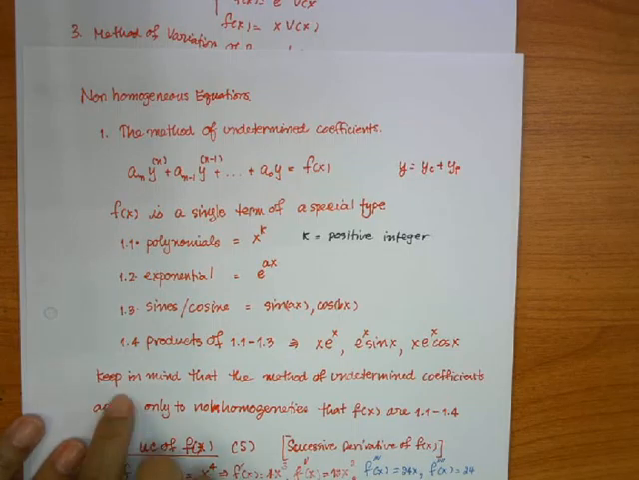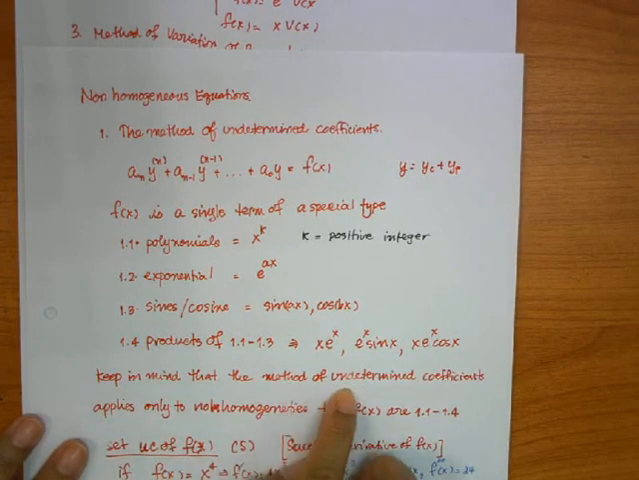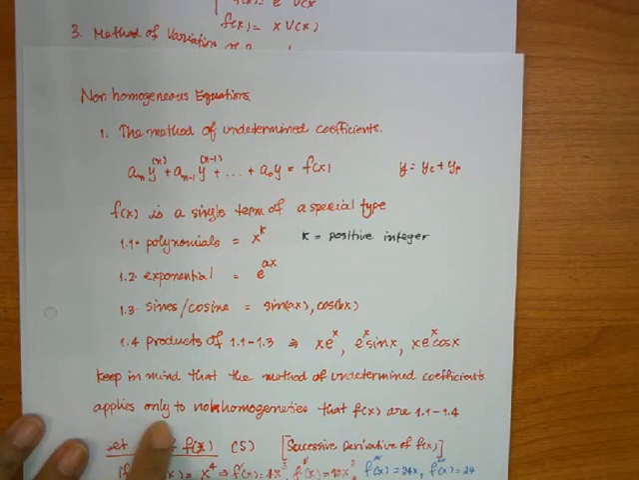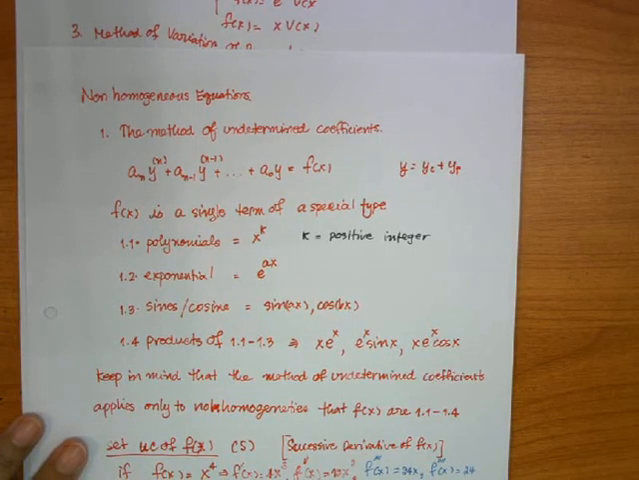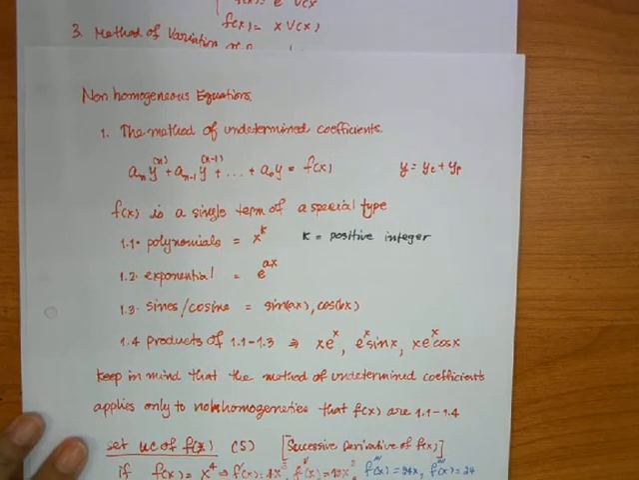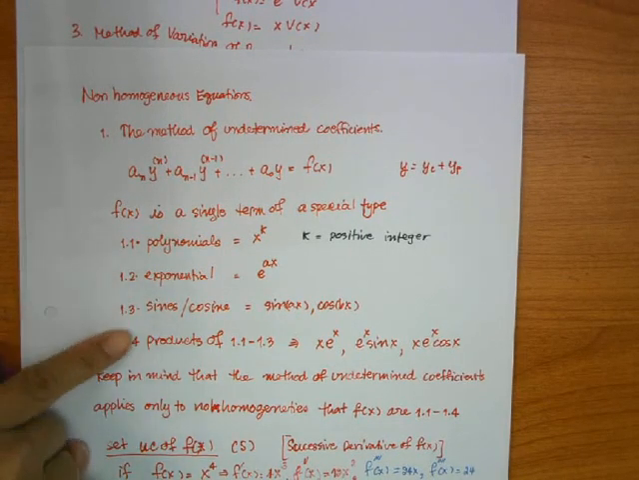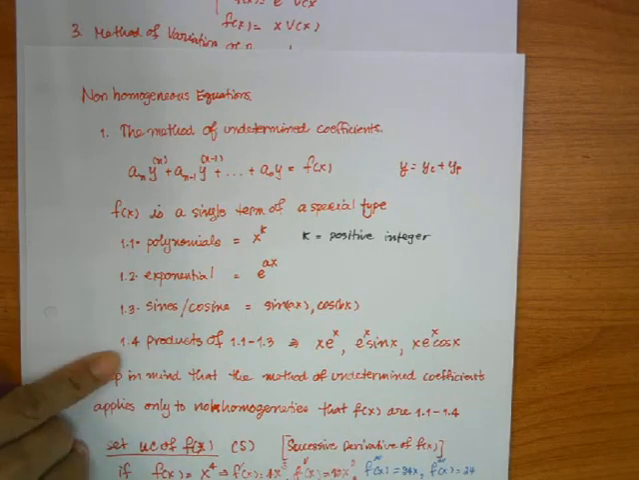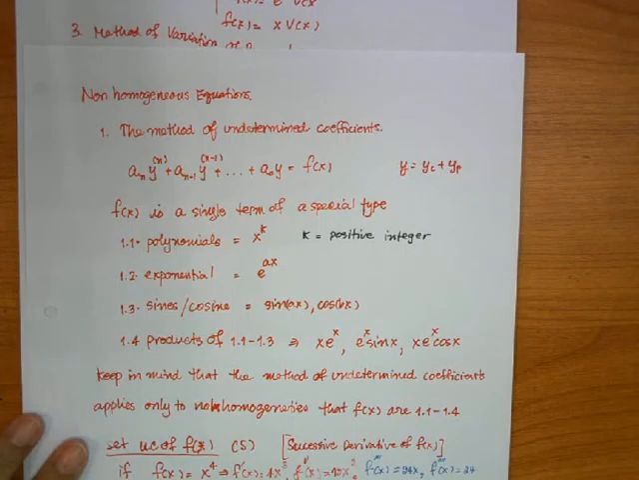This is just a remark. Keep in mind that the method of undetermined coefficients applies only to non-homogeneity where f(x) is in function 1, 2, 3, or 4. If not, for example, if you have tan x, does tangent of x fit in any one of these categories? It has to be a product.